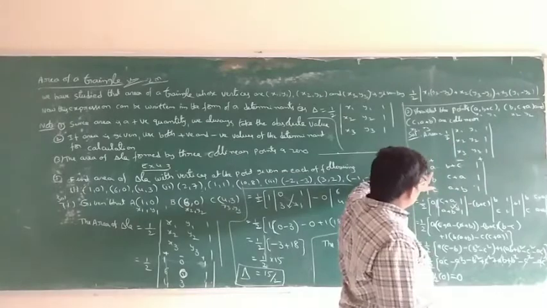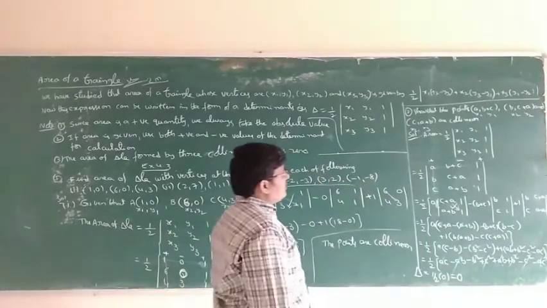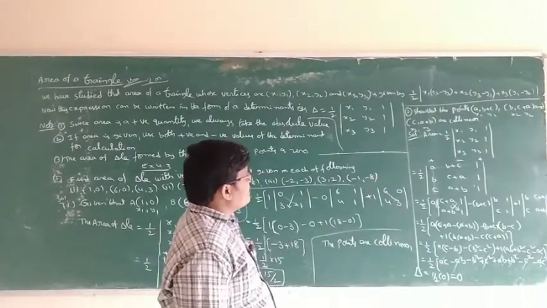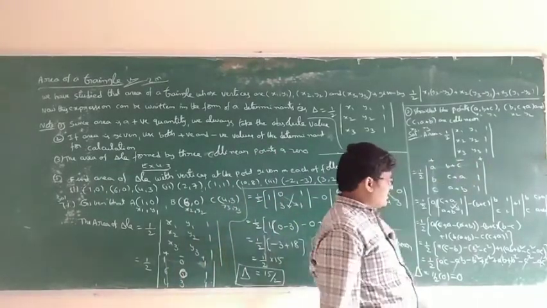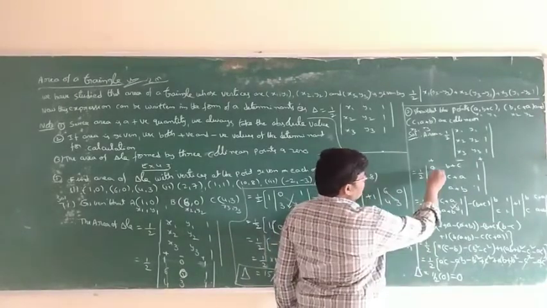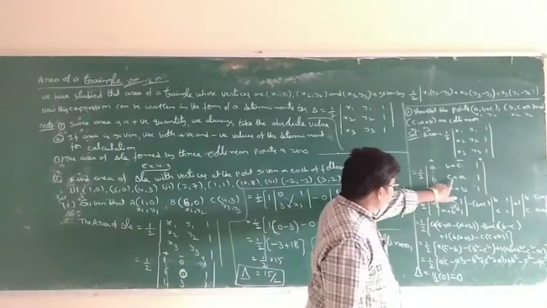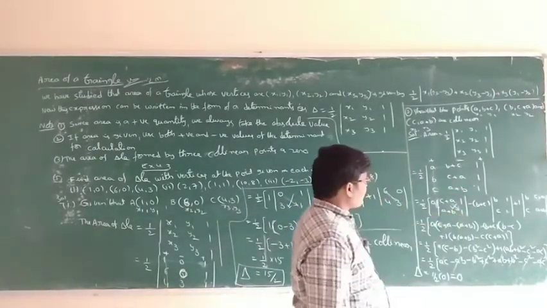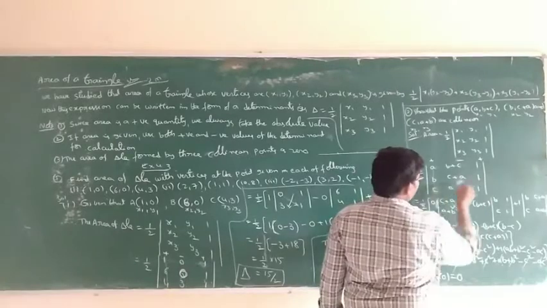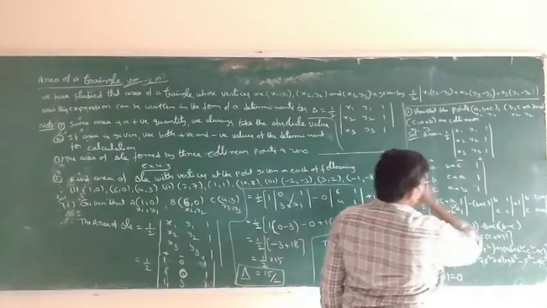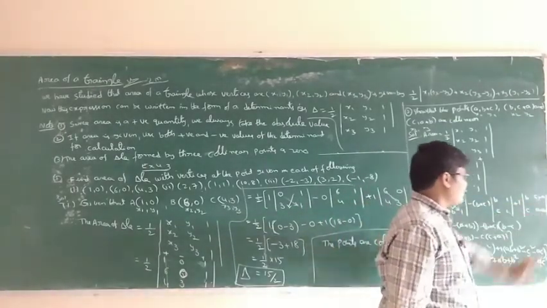So x1 is equal to A, y1 is equal to B plus C, 1. Next x2 is B, C plus A, 1. Next C, A plus B, 1. So expanding, the signs are plus, minus, plus. So 1 by 2 into A, with the corresponding row and column deleted, C plus A, 1, A plus B, 1. Next minus of B plus C into the corresponding row and column deleted, B, 1, C, 1, plus 1 into B, C plus A, C, A plus B.